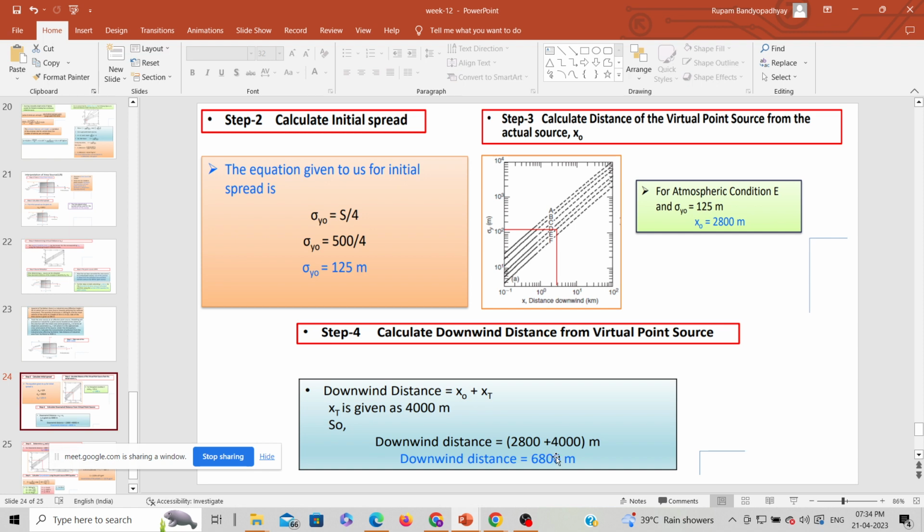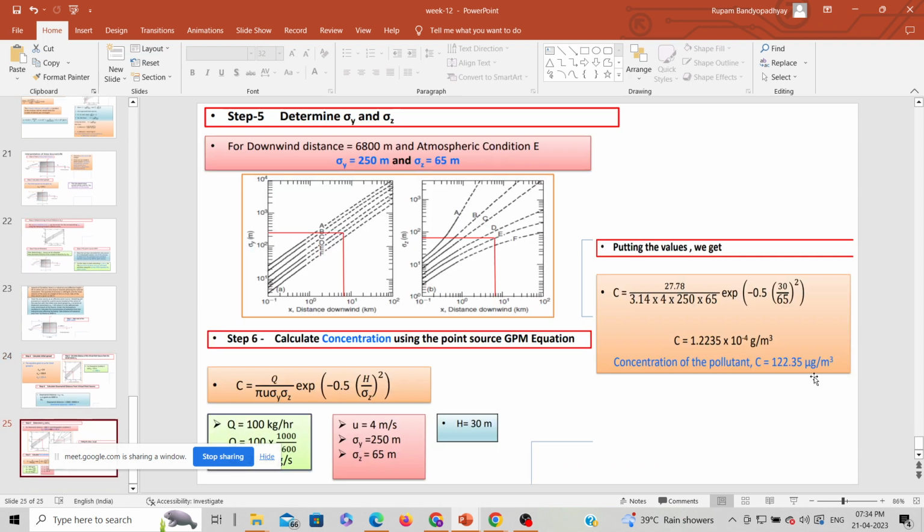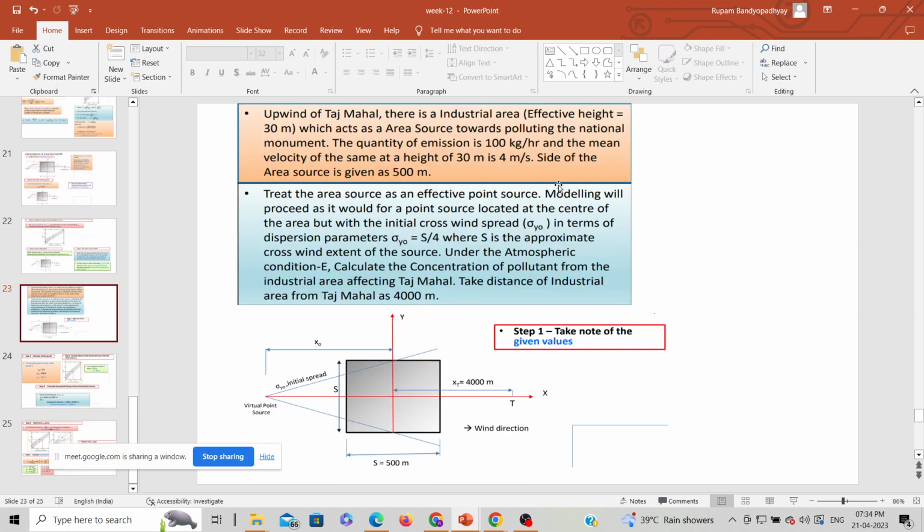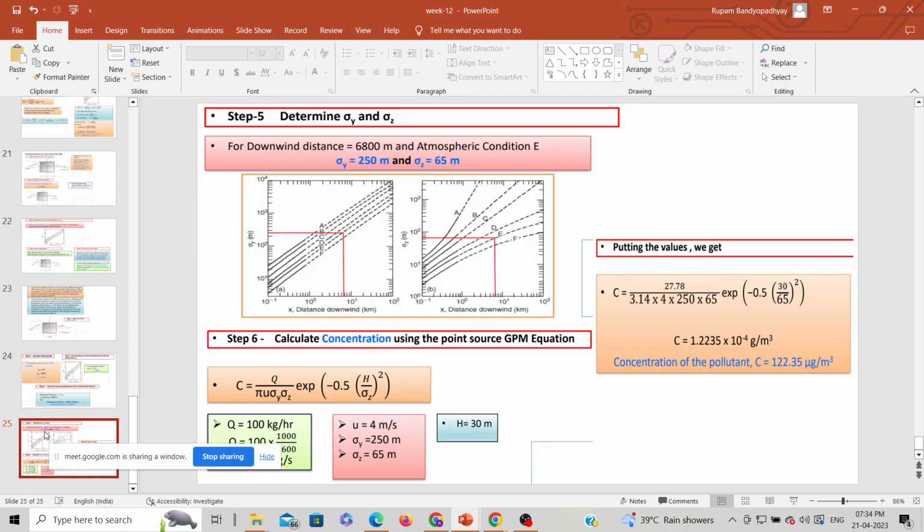Using this x value, you have to find out the new sigma y and sigma z values, which are calculated here. Then, at the center line, the concentration you want to calculate, so the y term will be 0. So this is your equation. If you put all the values in this equation, you will get the concentration. It was mentioned in kg per hour, so you have to convert it into gram per second, and then you will get this much microgram per meter cube.